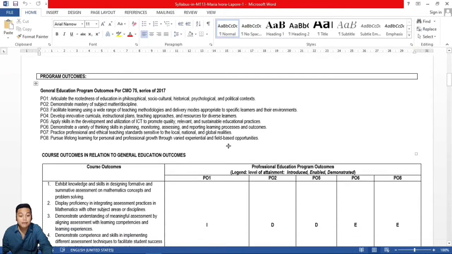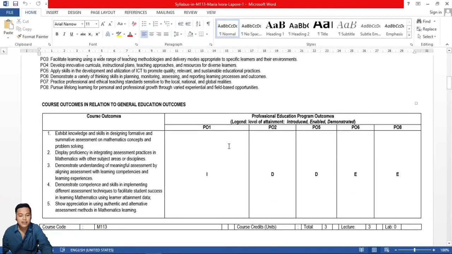And then, this is the matrix used by ma'am. The first column is for the course learning outcomes. What you see here, I, D, D, E, E, is the competency scale or intensity scale. This is different, and as I said earlier, it is subjective and depends on the school. Here it is introduced, enabled, and demonstrated. So you have the course outcomes, and then you align them.